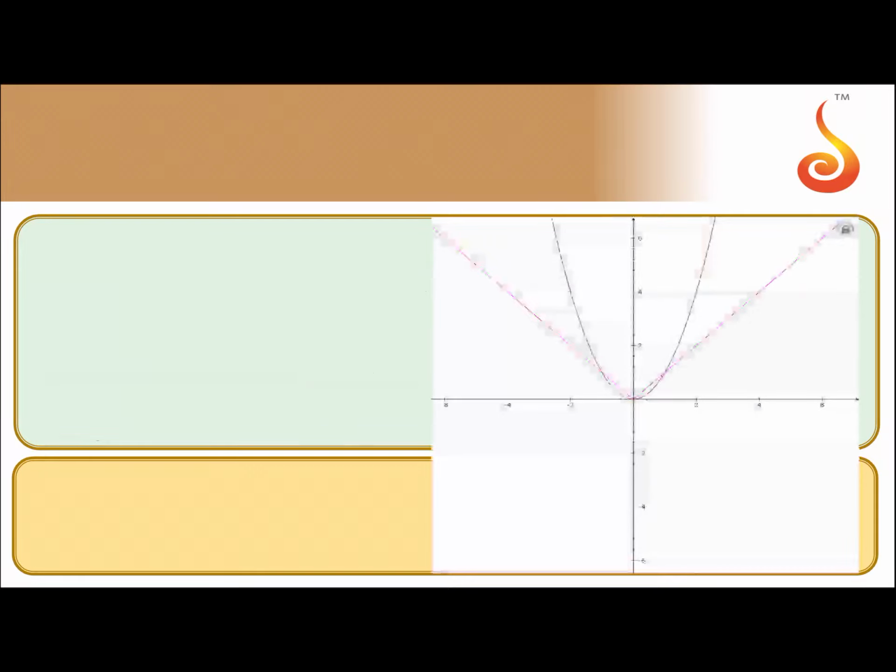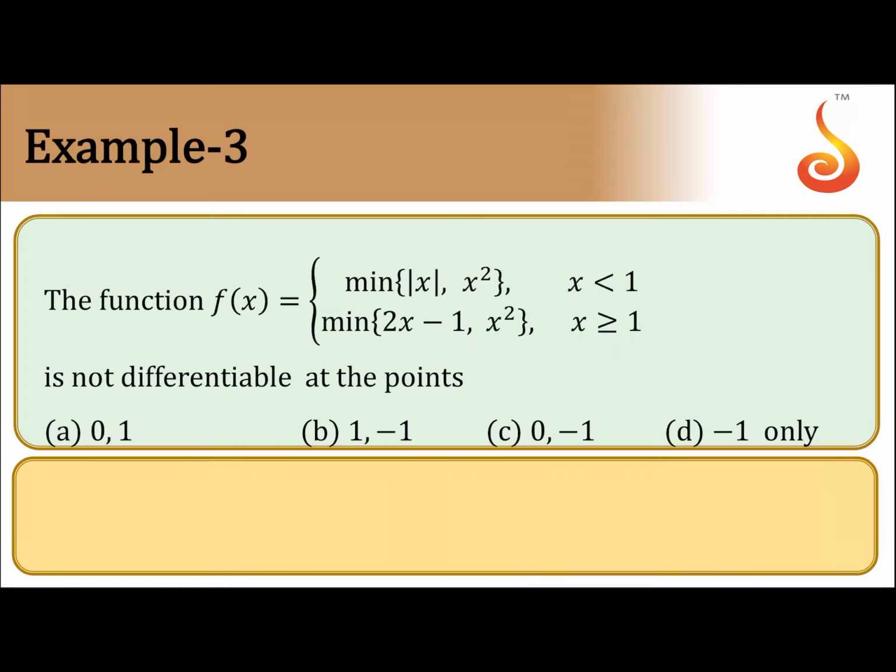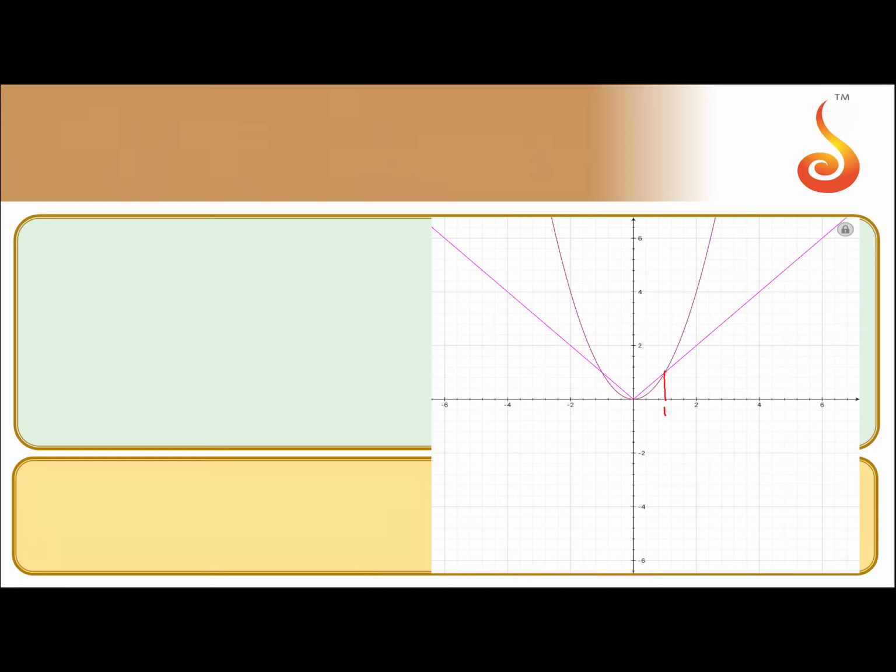This is the graph of x square and this is the graph of mod x. So both will intersect at x equal to 1. Clear? So it clearly indicates that the first one we are taking is mod x and x square when x is less than 1. Whenever x is less than 1, you have to take this graph because x square is less than 1. Then again, this graph will come.